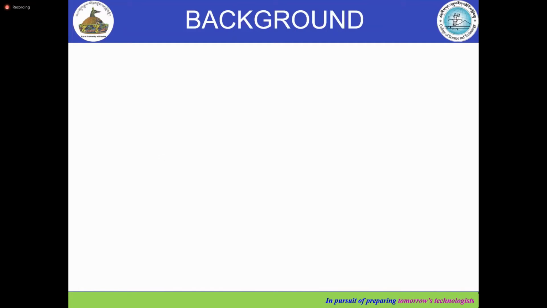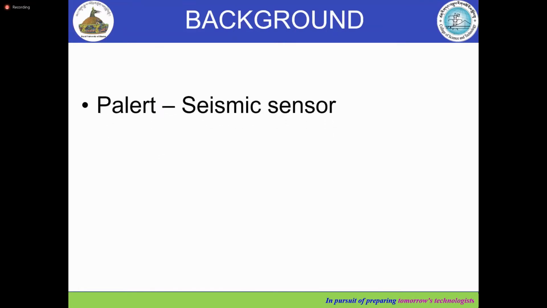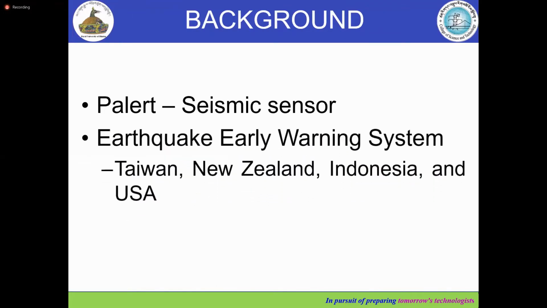Let me begin with a very brief background. P-Alert is a seismic sensor. It is an advanced earthquake P-wave alarm designed and developed by Sandian Technology Corporation in Taiwan. In several countries like Taiwan, New Zealand, Indonesia, and US, the use of the P-wave-based P-Alert system provides timely and accurate information and provides answers on earthquake warning-related questions. The specially designed and scientifically proven algorithm make the P-Alert unique in pre-warning.